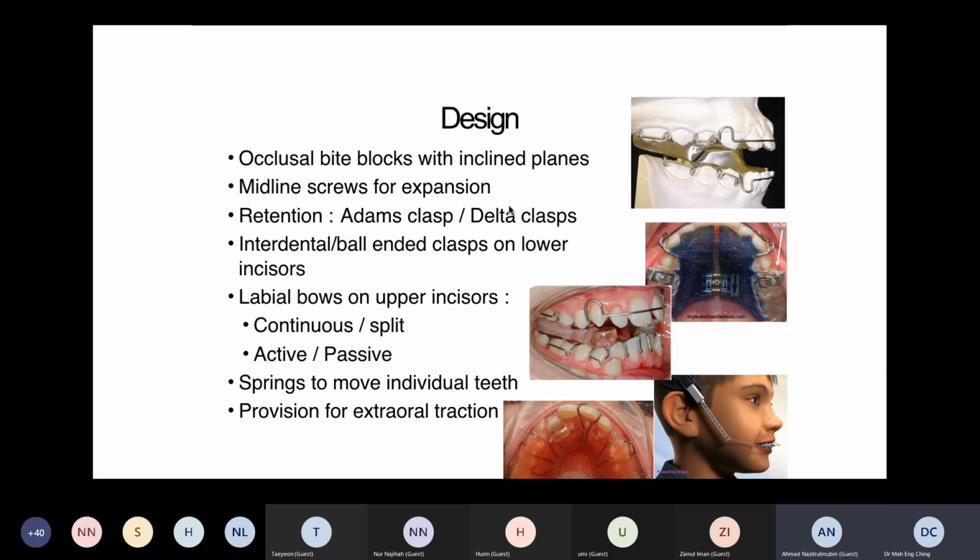So the midline screw is for expansion. Every turn of this midline screw gives about 0.25 millimeters of expansion. Every time you turn this screw, we get a bit of expansion. So you keep turning this screw, and it will expand the maxilla.